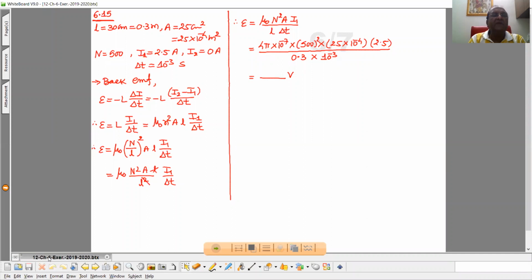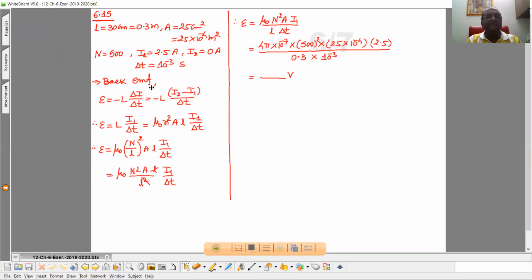Now see, length of the solenoid, that is given to you 30 centimeter, that is 0.3 meter. Area of cross section, that is 25 centimeter square, so that is 25 into 10 raised to minus 4 meter square. Number of turns given to you, that is 500. Now current changes from 2.5 ampere to 0 ampere within the time interval of 10 raised to minus 3 seconds.